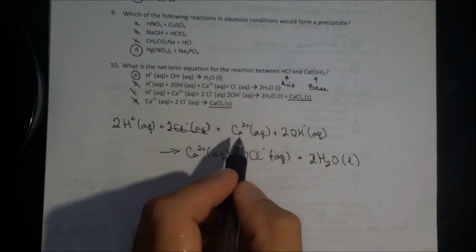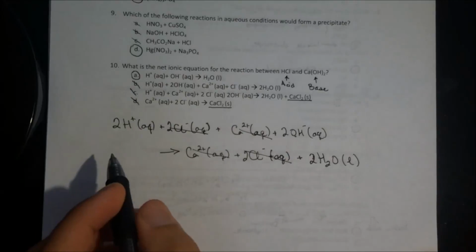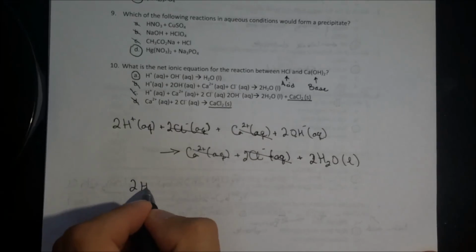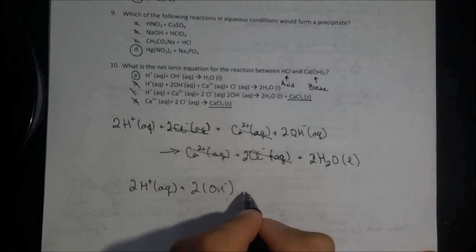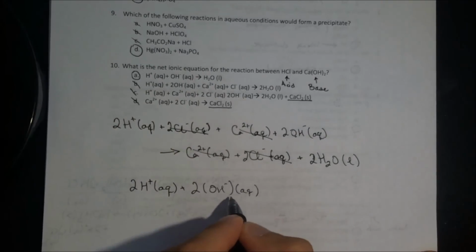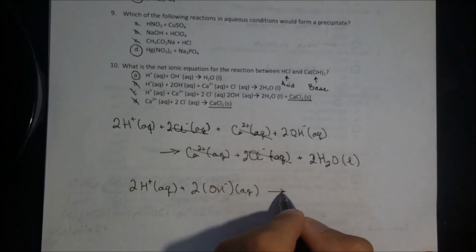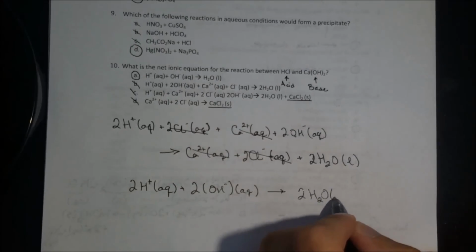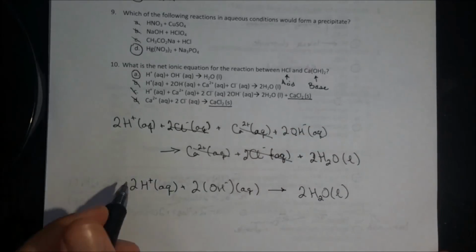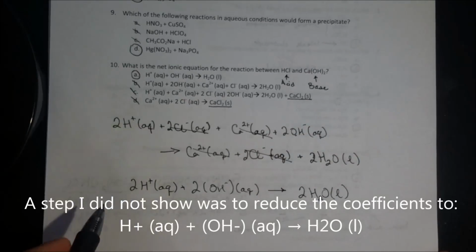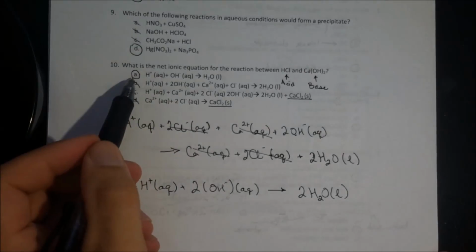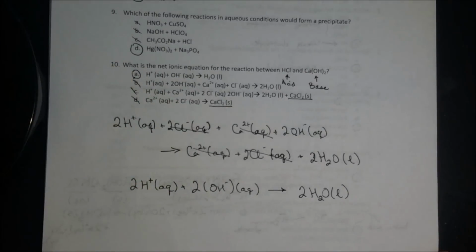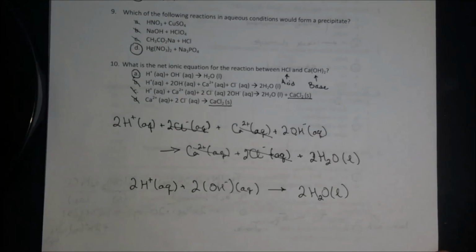We cancel out the spectator ions, like this, and the net ionic equation we're left with is 2H plus and 2 OH minuses. Okay, and that's going to produce water in liquid form. So this is the characteristic net ionic equation for an acid-base reaction. So if you wanted to go through this systematically, you would determine that this is your net ionic equation, and so that corresponds to the correct answer for number 10 being A. All right, there you go.